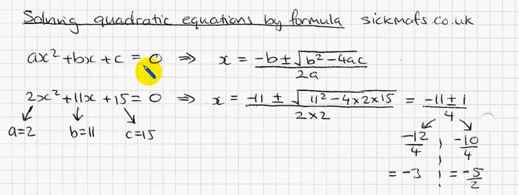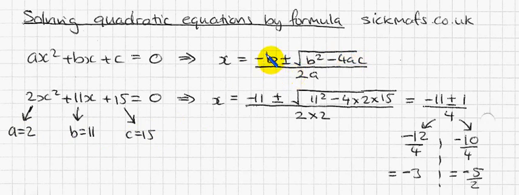Right, so let's start using the actual numbers. So we've got 2x squared plus 11x plus 15. Okay, and a is just the number in front of x squared, so a is 2, and b is just the number in front of x, so b is 11, and c is just the number at the end, so c is 15. Okay, now I know what a, b, and c are, I can stick them into my formula.